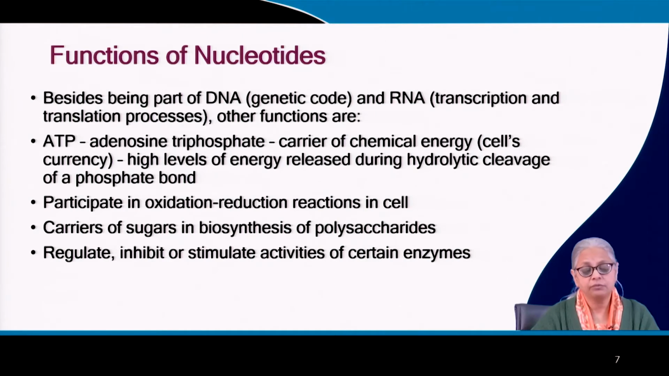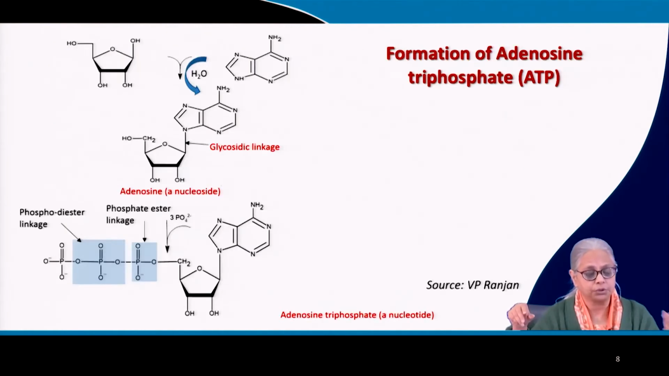Then we also have ATP. ATP, as you know, is the currency, the cell's currency in terms of energy. So it's the carrier and the way for the cell or the microorganism to store chemical energy. The full form is adenosine triphosphate, and you have high levels of energy released during the hydrolytic cleavage of the phosphate bond. So here we have the formation of adenosine triphosphate.